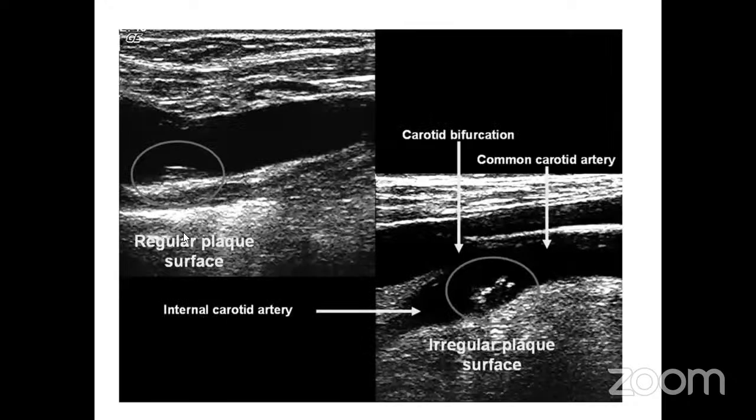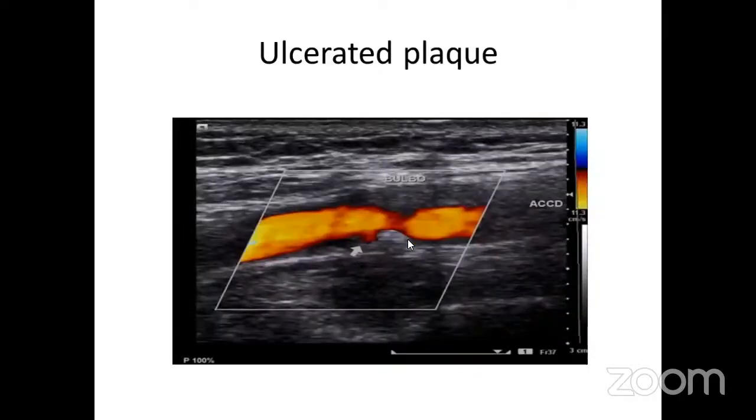This is an ultrasound showing a smooth plaque surface, a regular plaque surface, and here we can see the irregular plaque surface near the right common carotid artery and on the entry into the internal carotid artery. We can also see on the color echo a contrast ulcerated plaque here and some amount of stenosis.